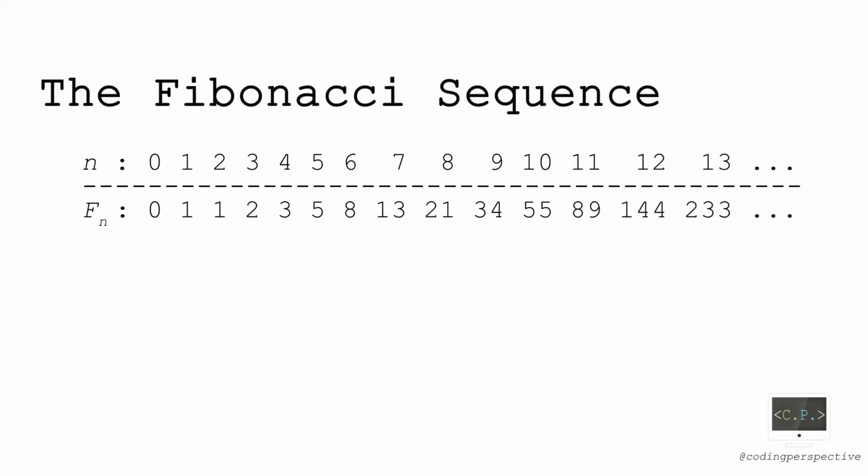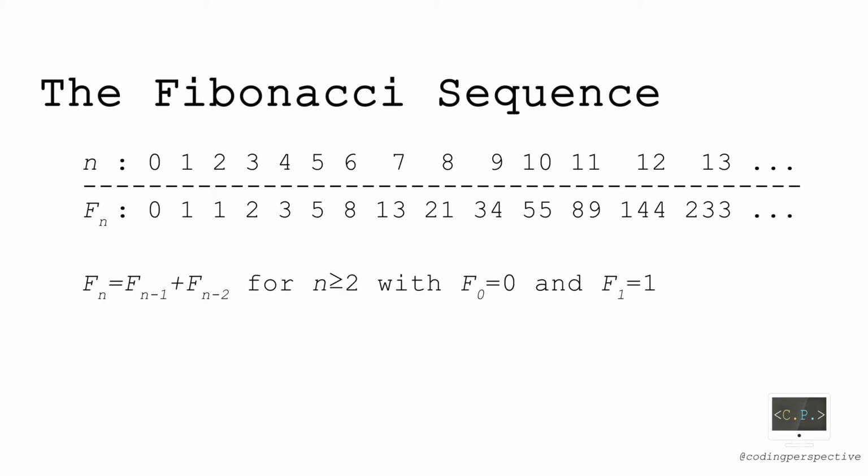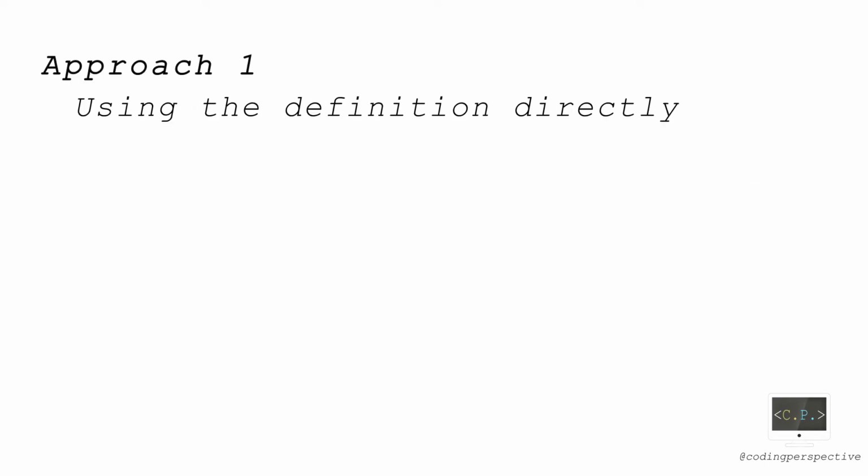Each member of the Fibonacci sequence is the sum of the two preceding ones, starting from 0 and 1. So basically, we can write the recursion as follows, where fn denotes the nth member of this sequence. To show you how we can code the Fibonacci sequence effectively, I will present three different approaches. The first approach is using the definition of the sequence directly.